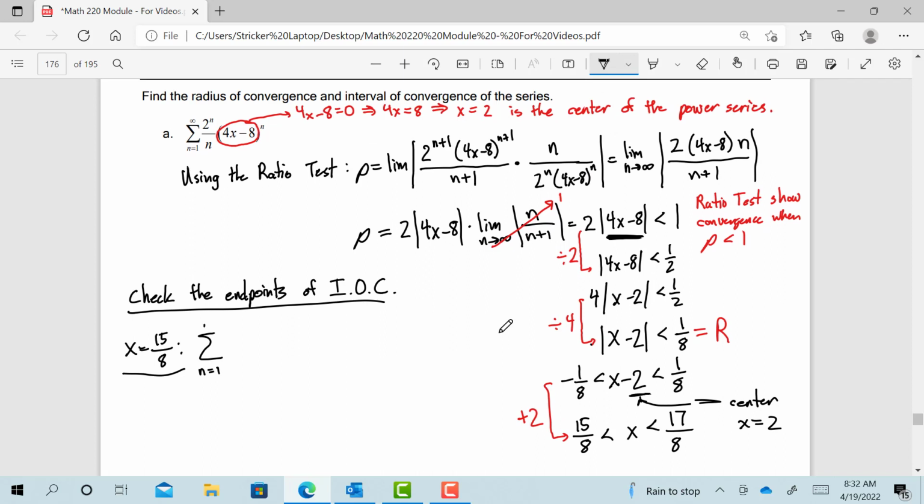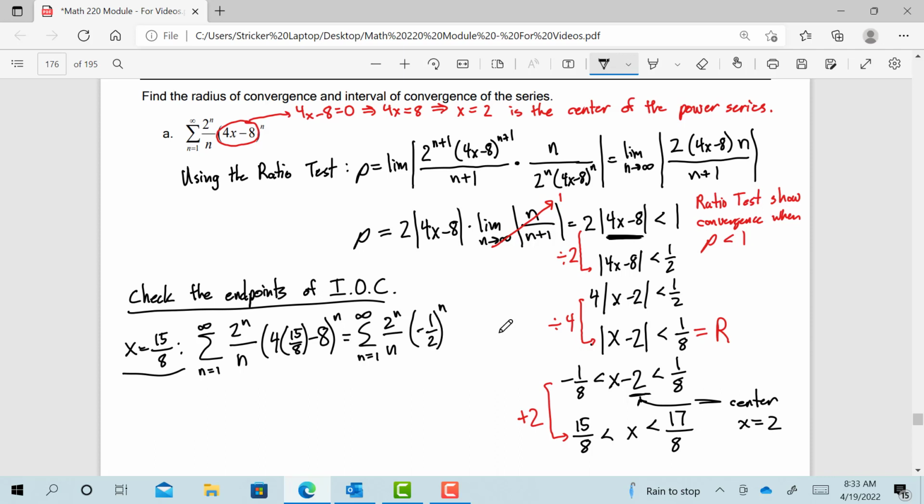So when we do that, that's going to look like 2 to the n over n times 4 times x minus 8. Well, what is x though? Excuse me, what is x? X is 15/8, so we have 15/8 minus 8 raised to the nth power. And you can do a little bit of simplifying there. When we simplify that, you can do the math on your own, but the part inside the n power comes down to negative 1/2 raised to the n.